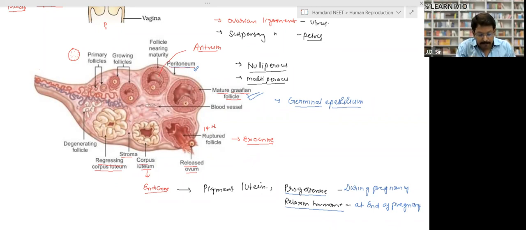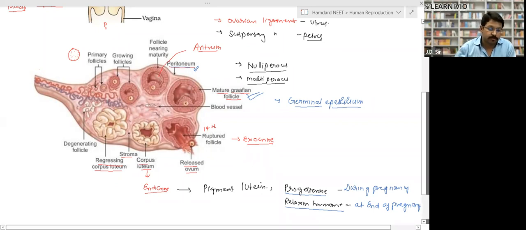One last point. The degenerating corpus luteum is called corpus albicans. So this regressing or degenerating part is called corpus albicans. Is it clear? So the ovary is clear?